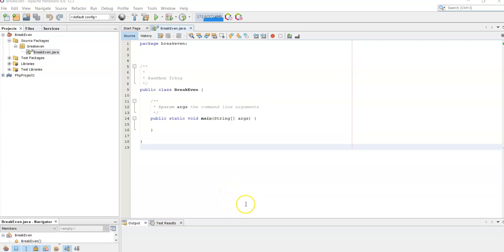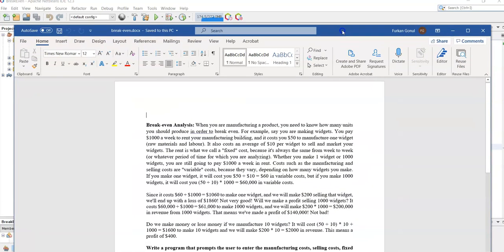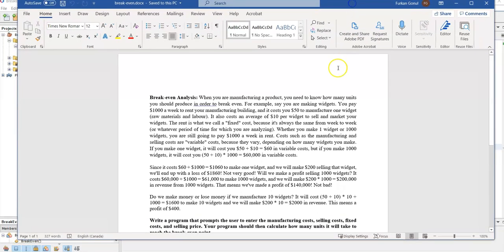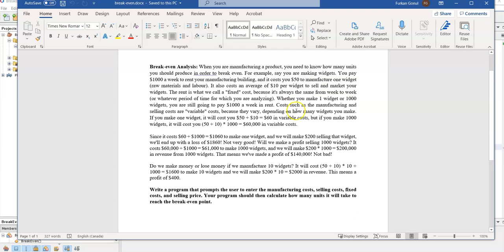I'm here to write a new program for you. I'm going to show you how to write a program that analyzes the break-even point. Here is our duty to make today. Let's take a look together.